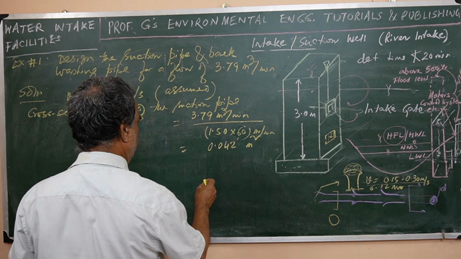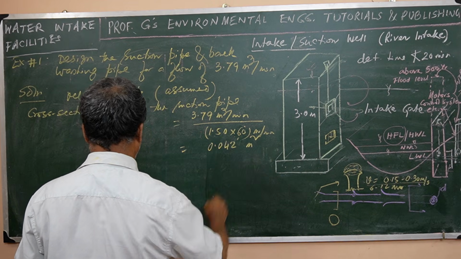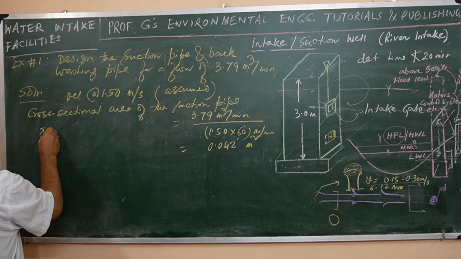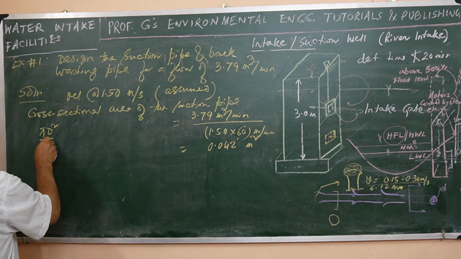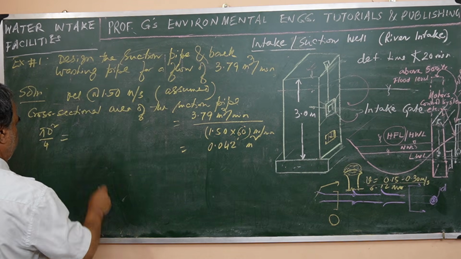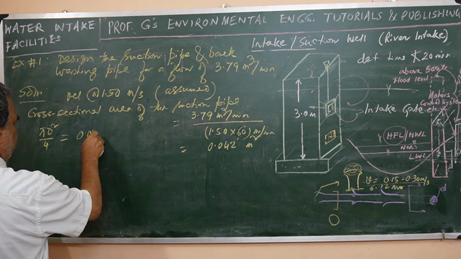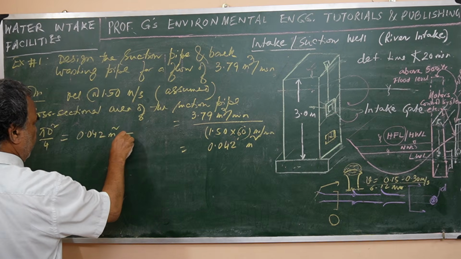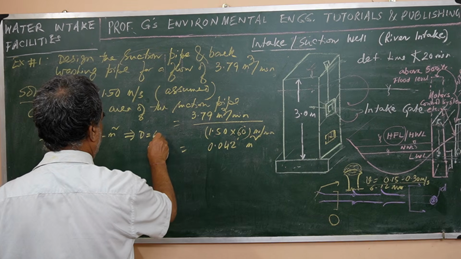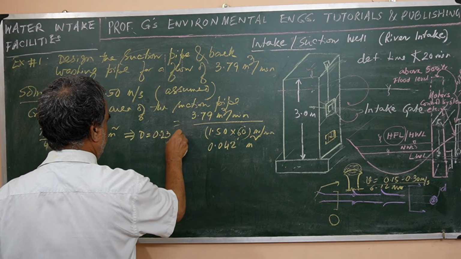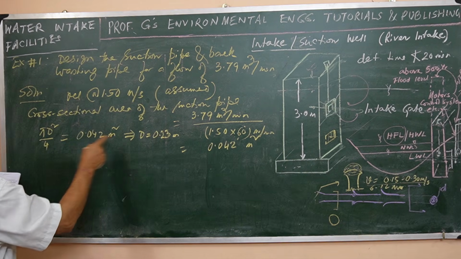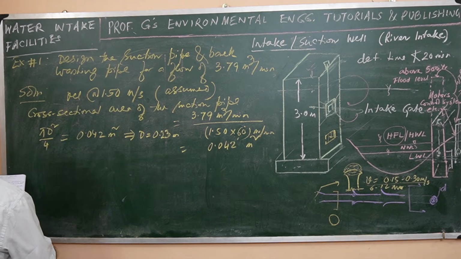So this would be this much meter square, and you know that pi d square by 4, where d is the pipe diameter, the inside diameter, this is always the inside diameter, okay. So this is 0.042 meter square, from which you will get the diameter equal to 0.23 meter. That is pi d square by 4, so you can get the d, that is 0.23. I think all of you understand this.